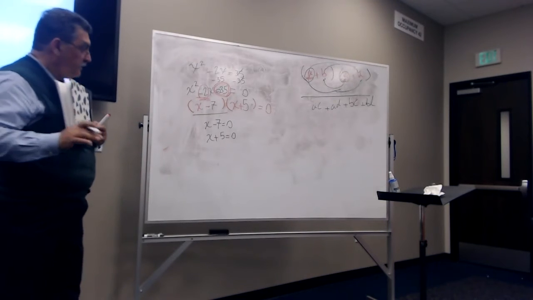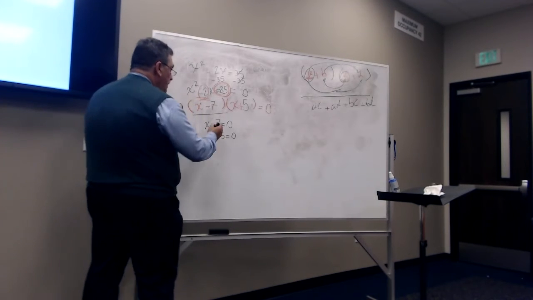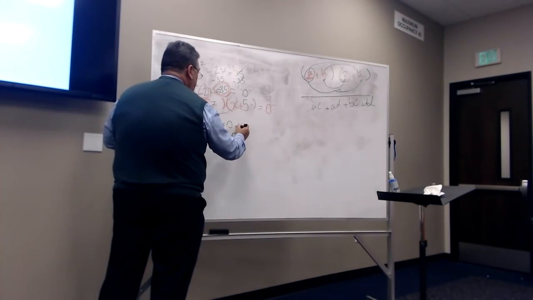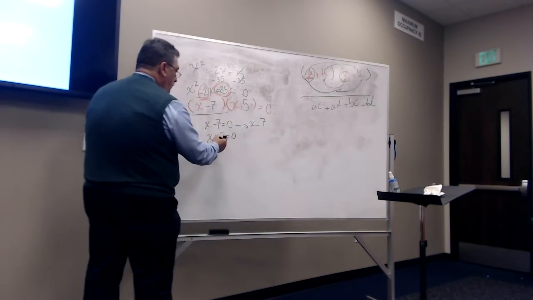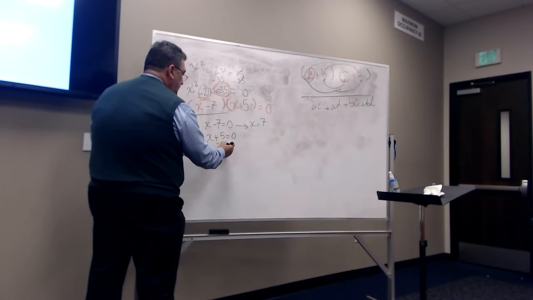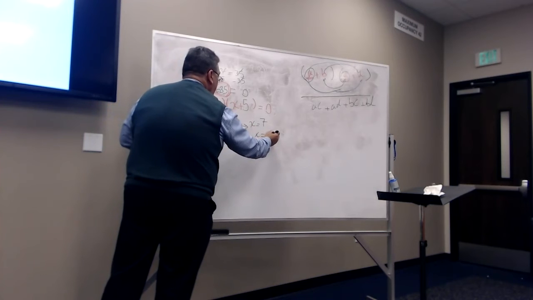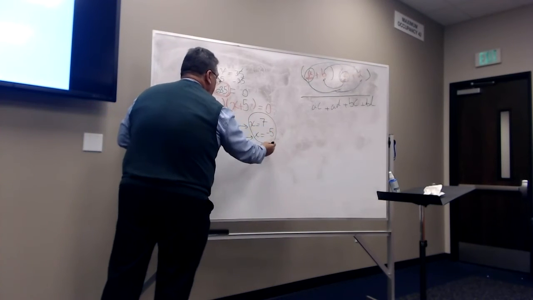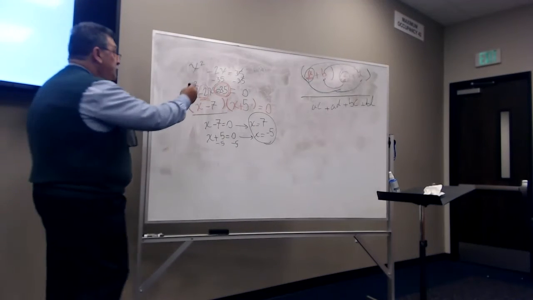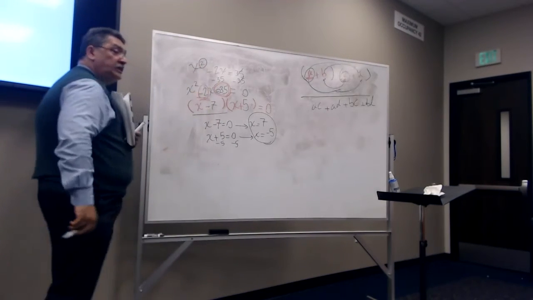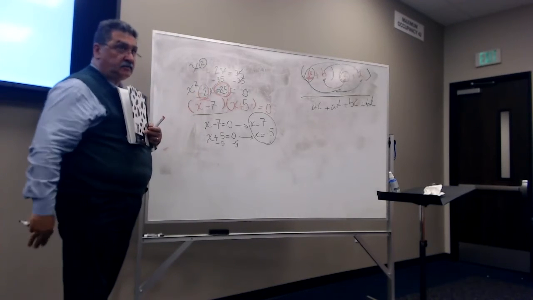So, if I want to find the value of x, I add plus 7 to both sides. This tells me it should be 7. I subtract 5 from both sides, and it should be minus 5. These are the two values. And you must have two values because the highest exponent is 2. If this was 3, you must have 3 values.